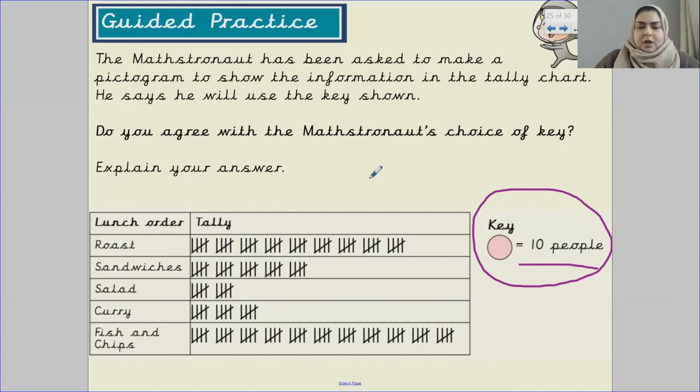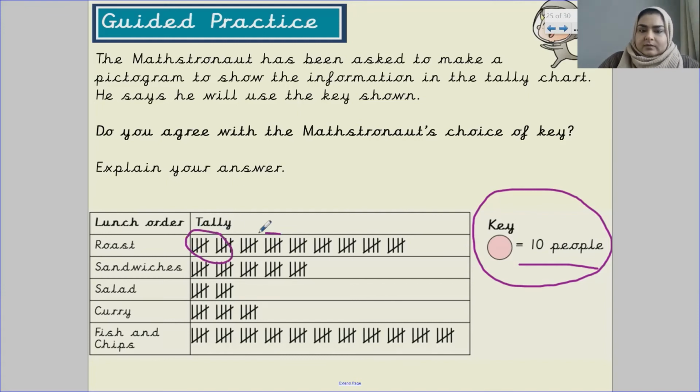Okay, so I am going to tell you what I think. I do not agree with his choice of key. And the reason for that is because when I counted his tallies, they do not total up in a way where I can use 10 to get the answer. Okay, I'll show you why. So I know one group of tallies here means 5. Okay, so if I tally these up in tens, let me work it out.